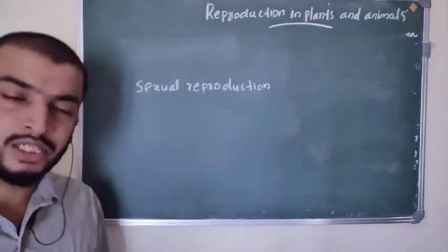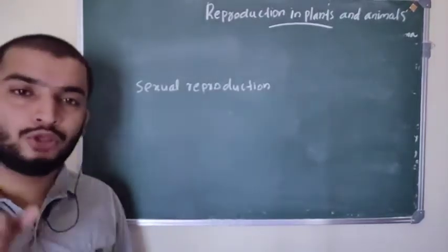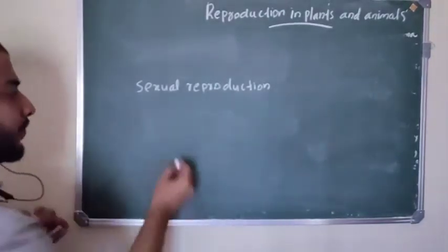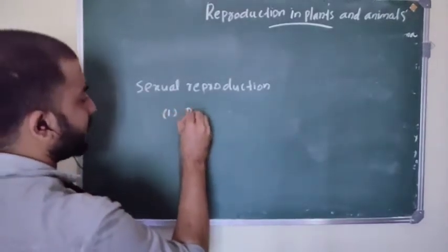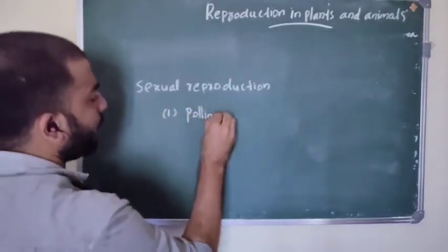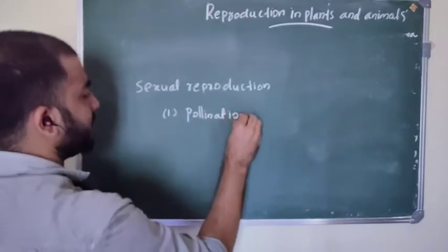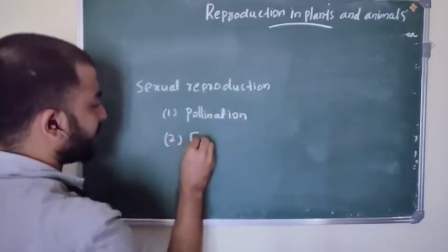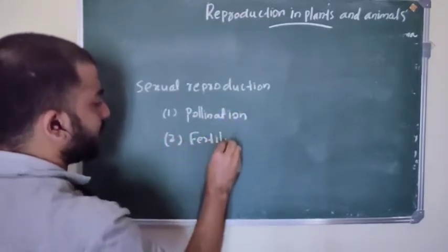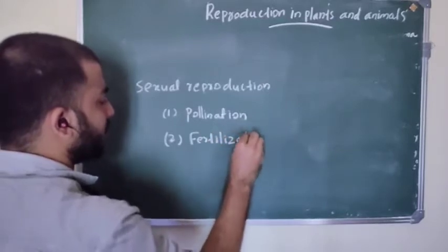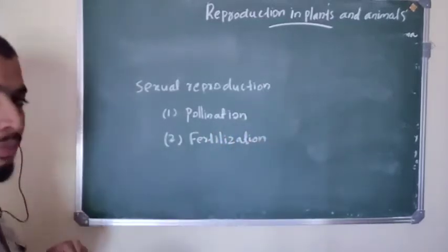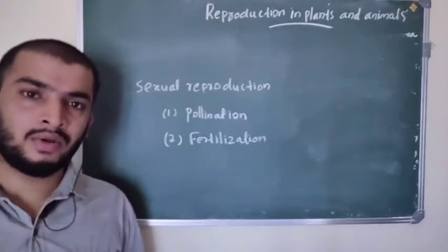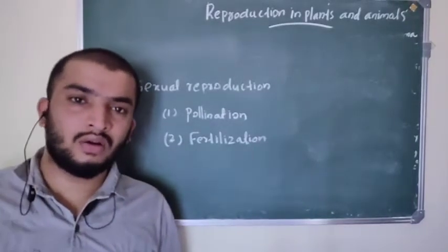Sexual reproduction in plants involves 2 steps mainly. So the first step is pollination. Then the second step is fertilization. So do you know what pollination is? The pollen grains which transfer from anther to stigma of another flower.